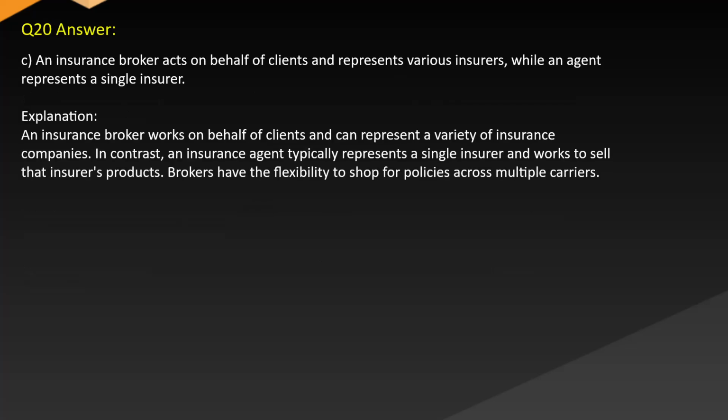Answer: C. An insurance broker acts on behalf of clients and represents various insurers, while an agent represents a single insurer. Explanation: An insurance broker works on behalf of clients and can represent a variety of insurance companies. In contrast, an insurance agent typically represents a single insurer and works to sell that insurer's products. Brokers have the flexibility to shop for policies across multiple carriers.